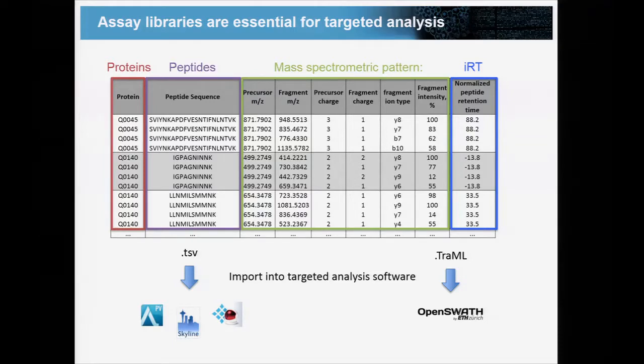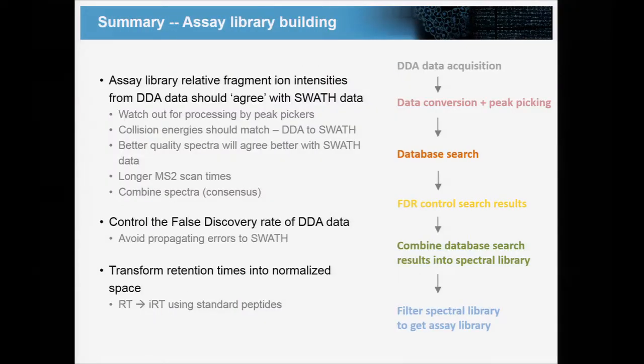Okay, so this is more or less what I said. This is the final output, this table, either in TSV for these softwares or TraML for OpenSWATH. So maybe a short summary on this kind of spectral library, assay library building workflow. It's not that simple, but it's more simple than the other diagram. It's really a fairly classical DDA analysis with some post-processing stuff on the end.